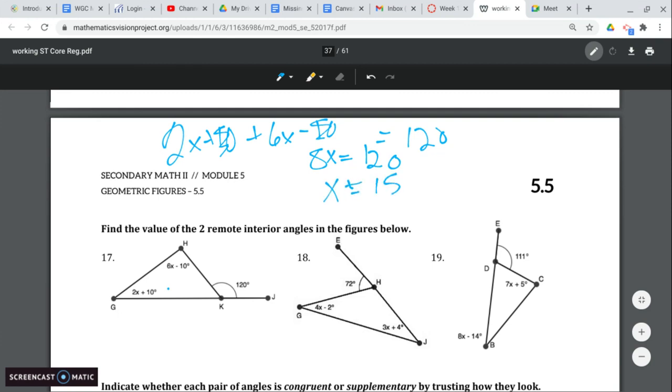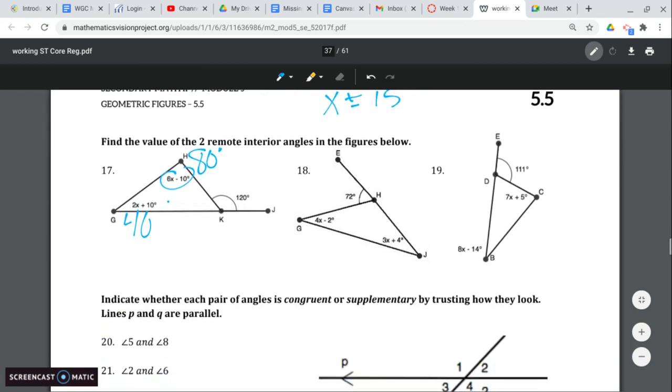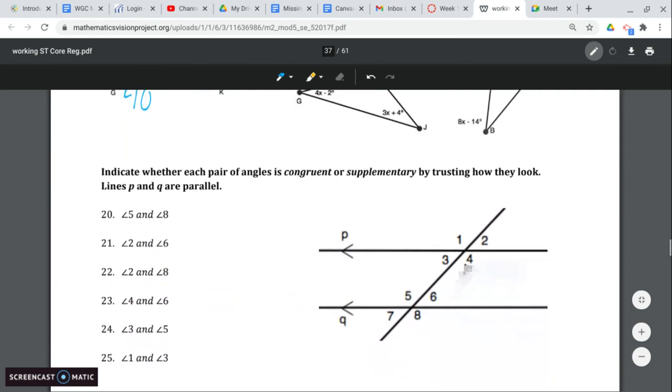So x equals 15. So then we have to actually plug that in these. So 2 times 15 is going to give us 30, plus 10 will give us 40. So this angle here is 40. And for this one, we'll do 6 times 15 minus 10, which will give us 80 degrees. And 80 plus 40 does equal 120. So we have it right. Okay, so that's what you guys are doing. So make sure you find the actual angles and not just what x equals, okay? So same idea for 18 and 19.